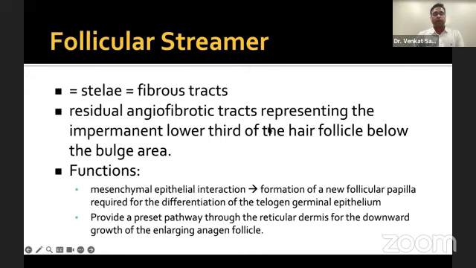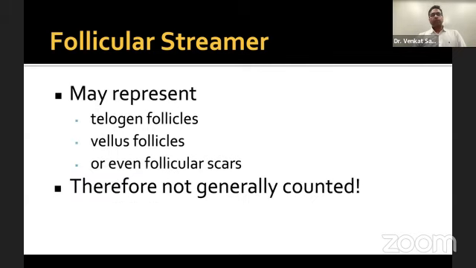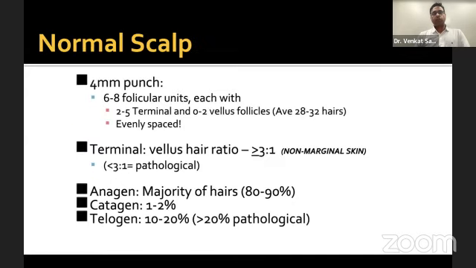It's not without functions. The mesenchymal epithelial interaction leads to formation of a new follicular papilla required for the differentiation of the terminal germinal epithelium, either when you are doing PRP and vellus are transforming into terminal, or in the normal hair cycling process when the telogen follicle becomes anagen again. So it provides a preset pathway through the reticular dermis for the downward growth of the enlarging anagen follicle. There are studies showing that when you remove the follicular streamer by any means, when you destroy it, then the hair doesn't grow down. Okay, so if it's a true scar, the hair doesn't grow down, obviously, because the mesenchymal epithelial interaction is reduced there. So they may represent telogen vellus or even follicular scars and therefore are not generally counted.